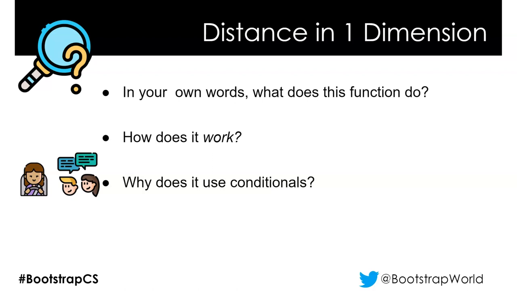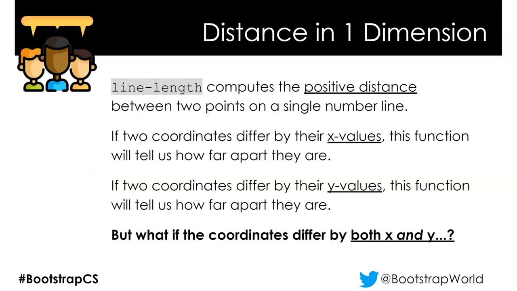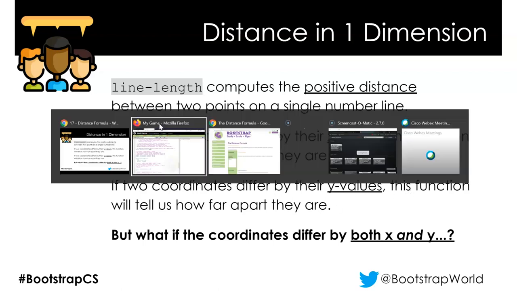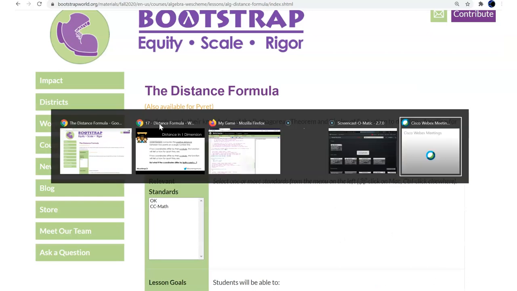Okay, good. So, line length computes the positive distance between two points on a single number line. If the two coordinates differ by their x values, this will tell us how far apart they are. If it does their y values, it tells us how far apart their y's are. So let's go back. I'm going to run my game again, and we'll think about that.